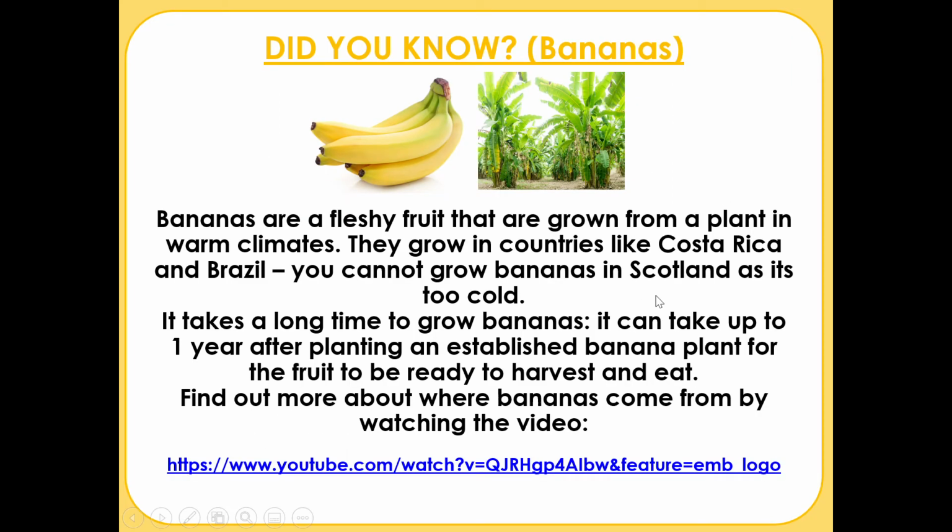As a wee bit of extra information here, guys, you can watch the video if you get a chance. So, a wee bit about bananas. Bananas are the fleshy fruit that are grown from a plant in warm climates. They grow in countries like Costa Rica and Brazil. You can't grow them here because it's too cold. It takes a long time to grow bananas. It can take up to 1 year from them being planted to actually get the banana that you can then transport and get eaten. So there is a wee bit of information. There's a wee video link there if you would like to watch that video and learn a bit more about bananas.